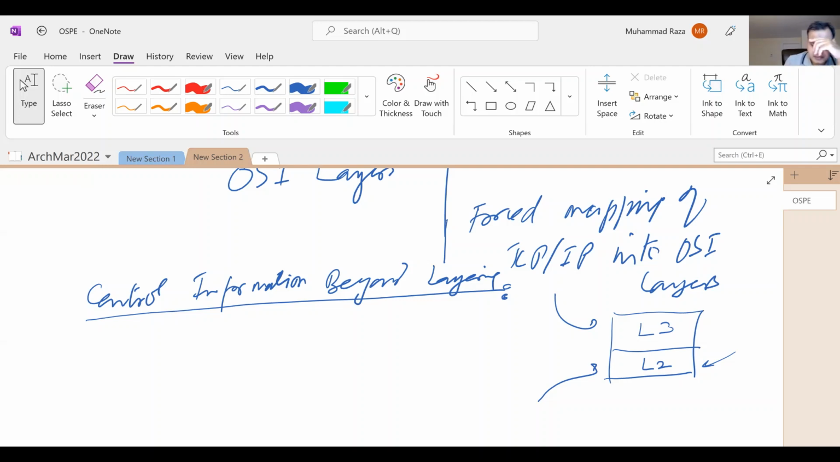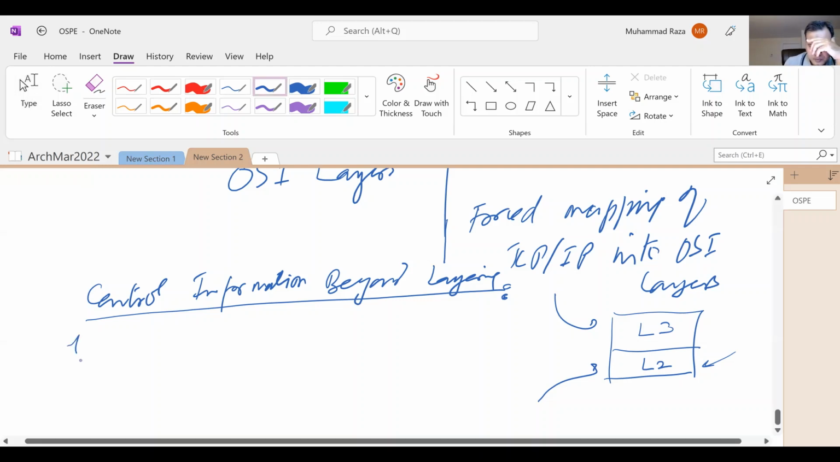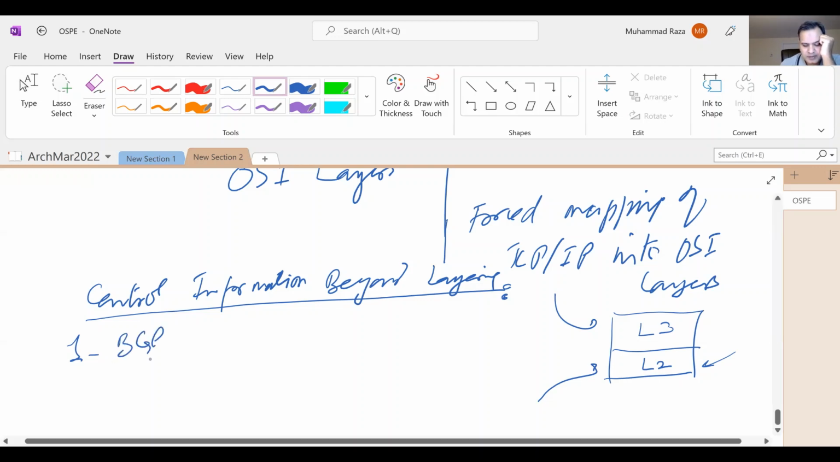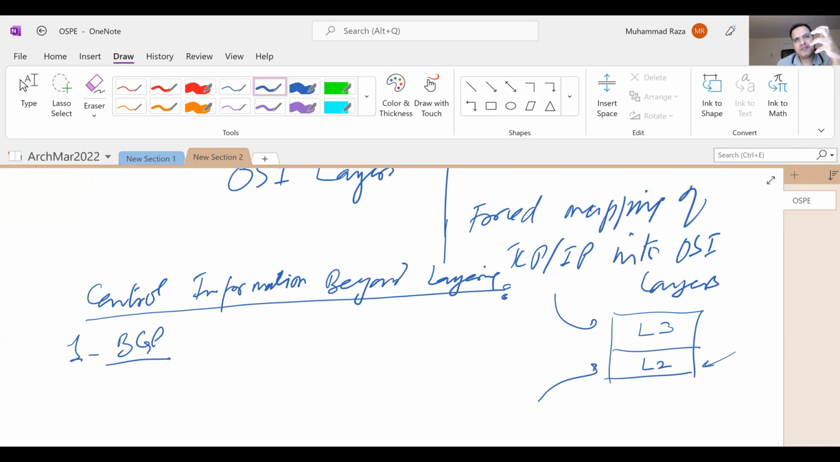Let me give you examples. Take example 1. Because you guys have BGP introduced, let's say BGP. BGP delivers control information, right, so that my packets could move for the internet network.